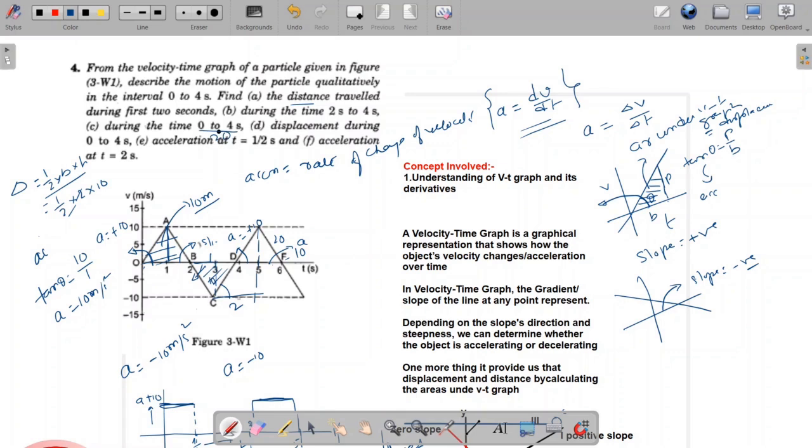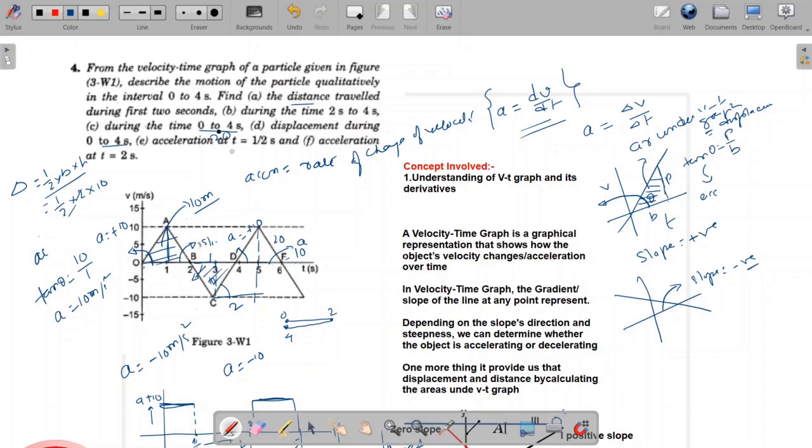But what about the displacement? If we want to find the displacement, then you have to take the sign of the area also, right? This is plus 10, and in this case, this is minus 10. So displacement is 0. That means the particle goes forward for 2 seconds, and then it comes back to the origin. So for 0 to 4 seconds, the displacement is nothing but 0.